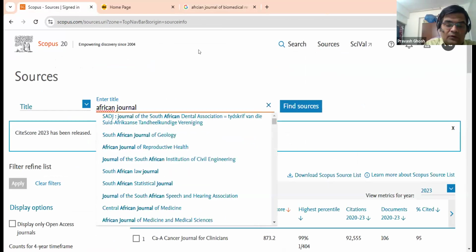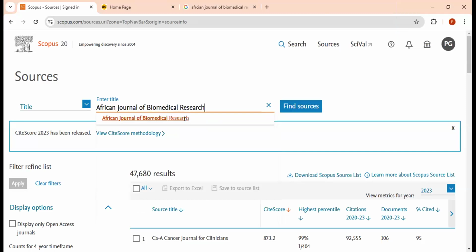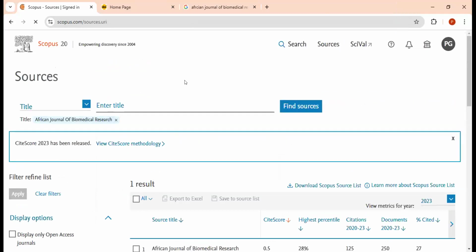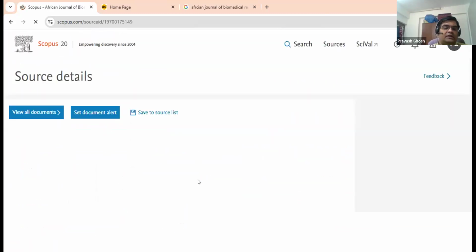African Journal of Biomedical. Let us see the trend. I think this is not a so good journal, but let us see what it is saying.